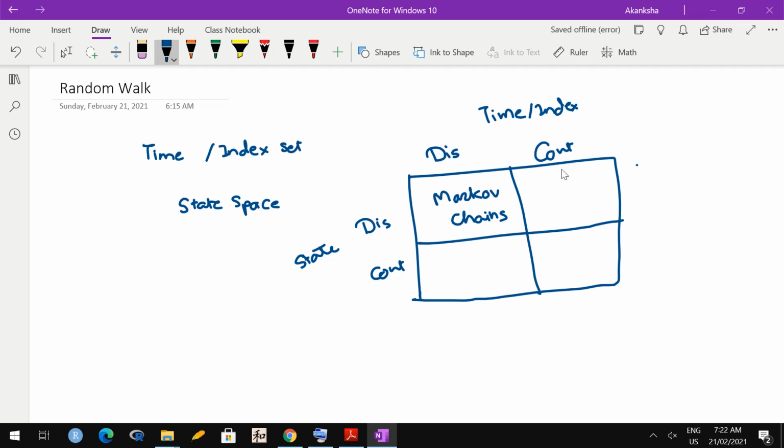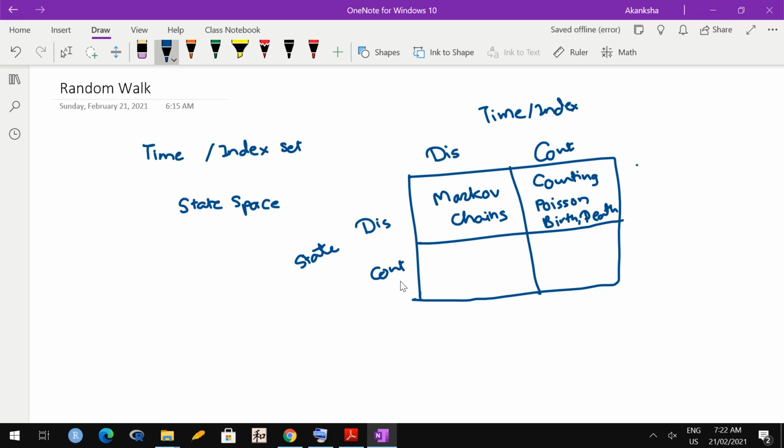So continuous time but discrete state space, examples that you have learned, for example, counting process or Poisson process, which actually is a special case of counting process, then birth death process, all these come under this. So the state space is discrete because you are still counting events, but the time space is now continuous.